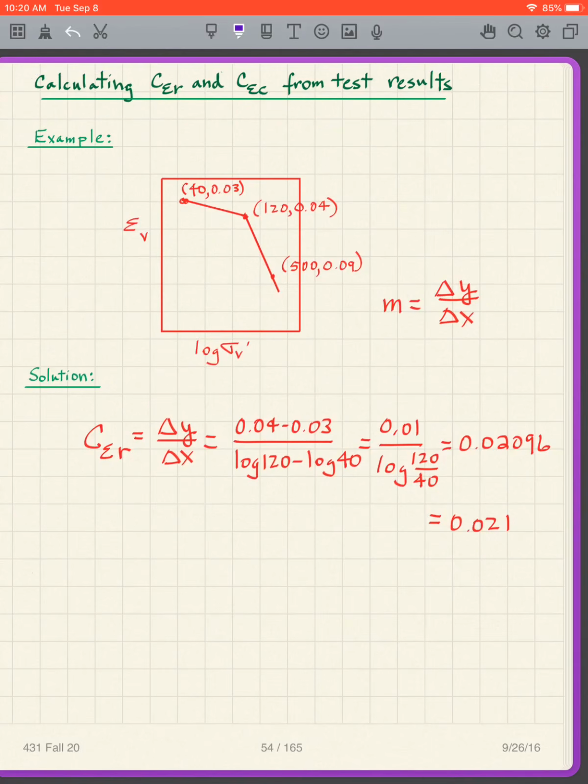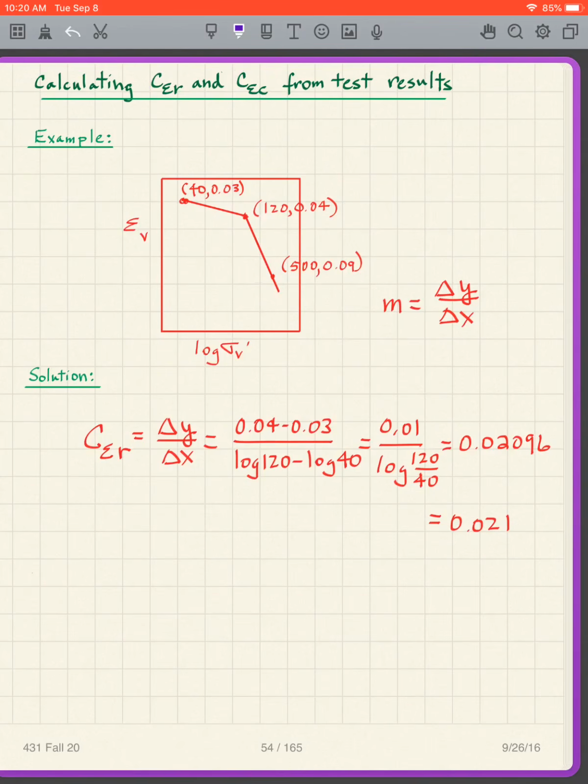Now, here's a little example. This is the given information. You're given the points on the curve, and you need to calculate C epsilon r and C epsilon c. Quite simple. They're just slopes, right? So C epsilon r is the slope of this region, and C epsilon c is the slope of this region.